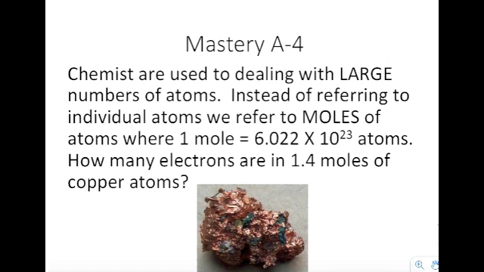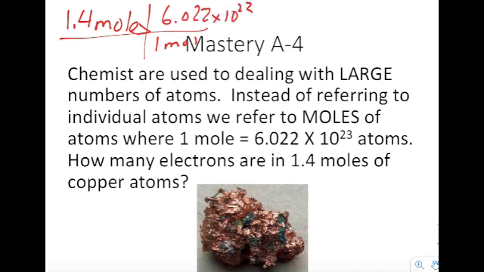The last example says chemists are used to dealing with large numbers of atoms. Instead of referring to individual atoms, we refer to 1 mole, which is 6.022 times 10 to the 23rd atoms. The last thing that we need to do is determine how many electrons are in 1.4 moles of copper atoms. So if we're going to do this, the first thing that we need to do is say, okay, I have 1.4 moles to begin with. A mole is like saying a dozen, but instead of a dozen being 12, 1 mole is 6.022 times 10 to the 23rd. That's the number of atoms that you have.